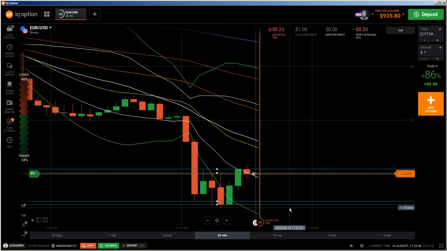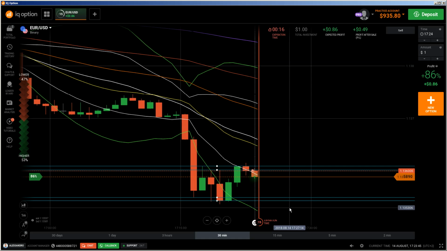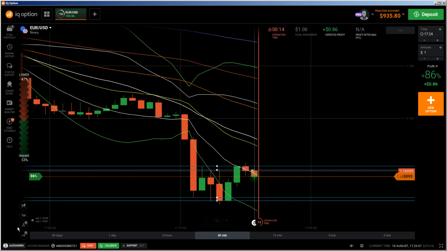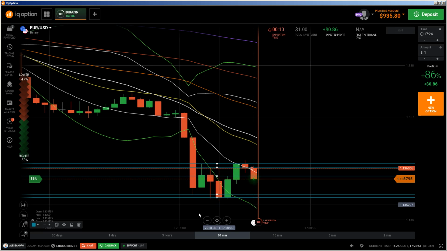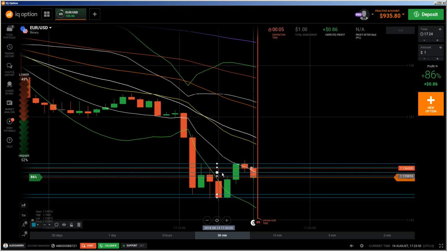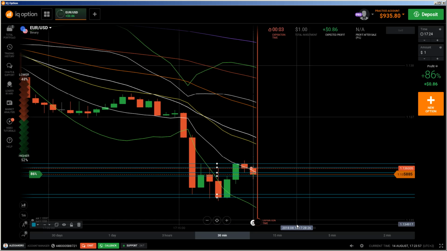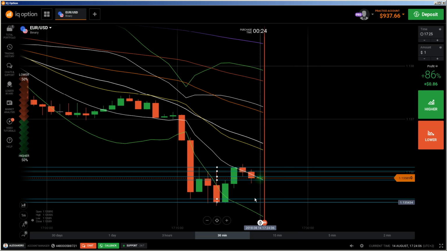So let's see what's happening. You see, we got a small rejection from the 1 deviation, but now price is going down. In this kind of scenario, I have to get this kind of area now. This kind of area is another level. I will not do a put now. I will wait because I don't know where price will go.